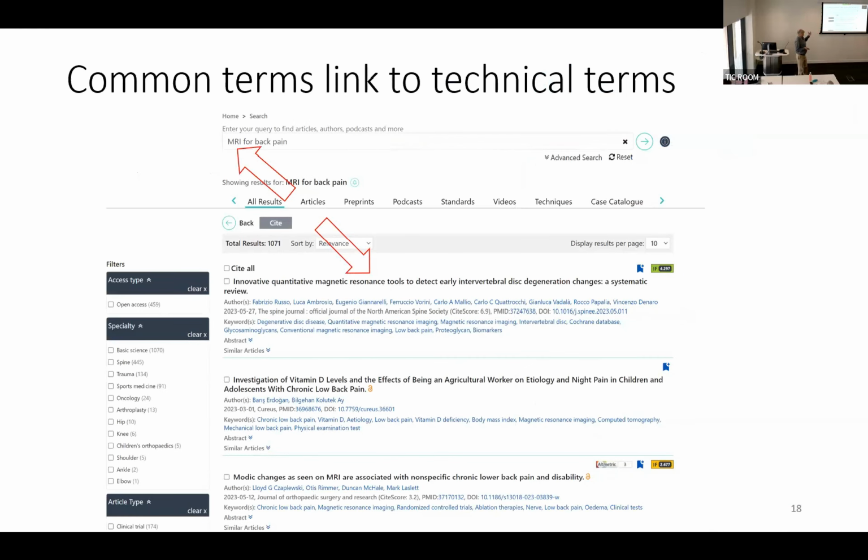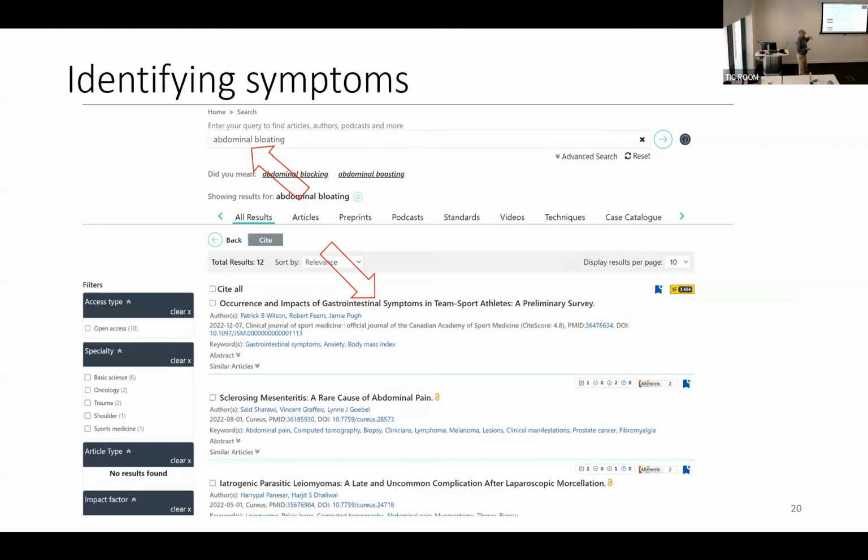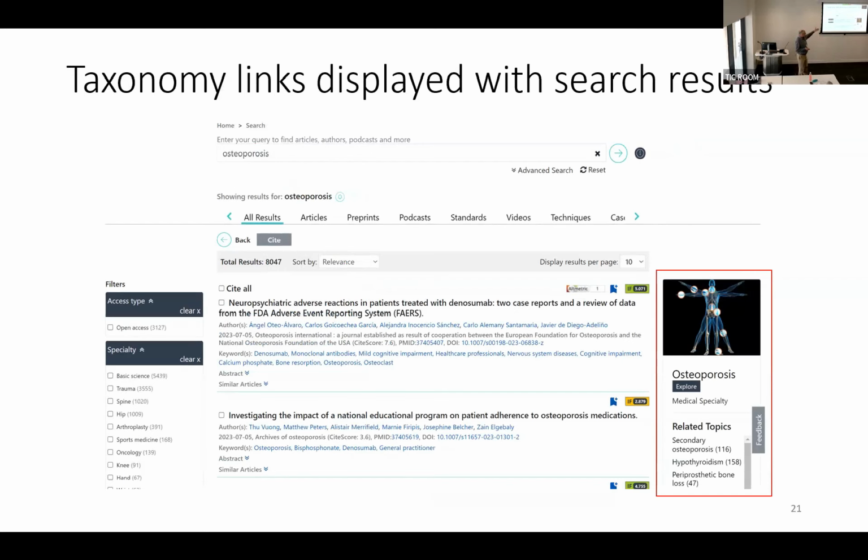So to give you some examples, abbreviations are expanded. So MRI gives you hits for magnetic resonance and that kind of thing. The common terms, hip replacement, finds hip arthroplasty, the common and technical terms. You notice also on the right-hand side the thesaurus that includes descriptions of the major terms. So you've got the glossary terms explained, and in a further extension, symptoms are related to the relevant conditions. So abdominal bloating is gastrointestinal and is linked to other terms in the thesaurus. I mentioned that you're linking to the relevant section of the thesaurus with definitions of the terms.